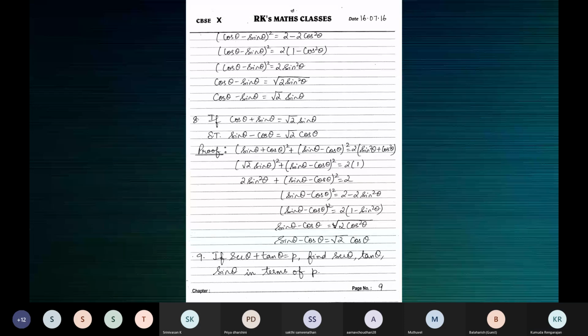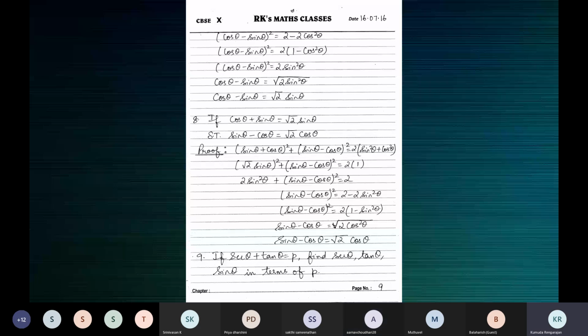Okay. So children, I was asking you, if secant theta plus tan theta is P, what is secant theta minus tan theta? Ma'am, 1 by P, ma'am. No. One minute. Arnav himself knows it. Arnav, what is secant square theta minus tan square theta? 1, ma'am. 1. Okay. Now, how does secant square theta minus tan square theta look for you? Does it look like any identity?